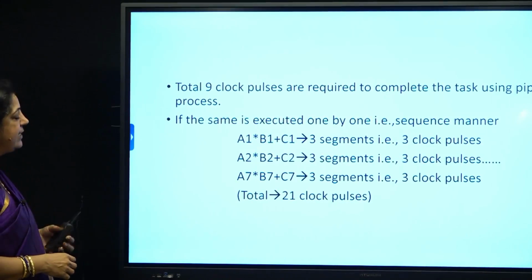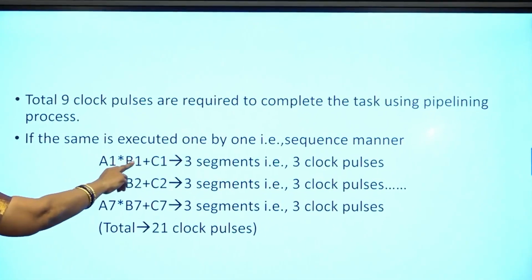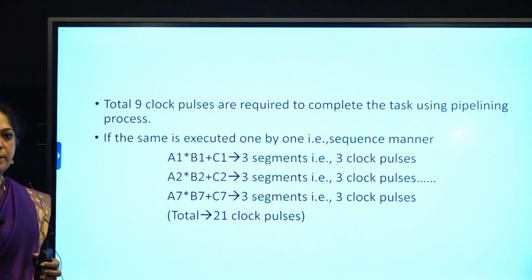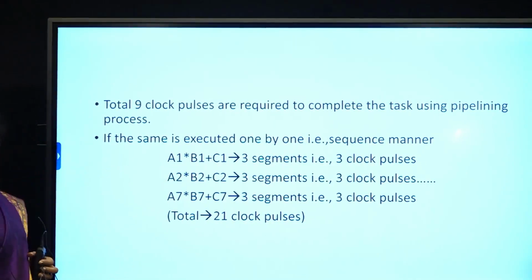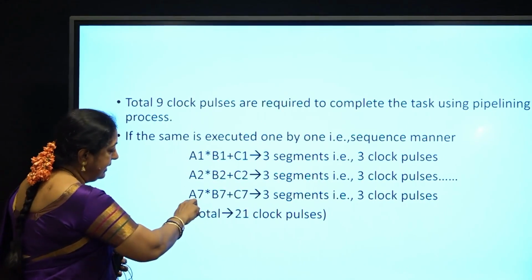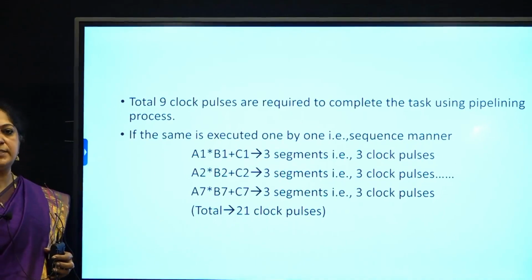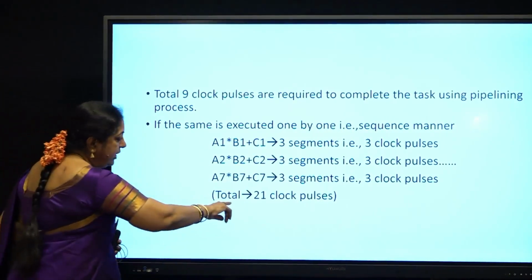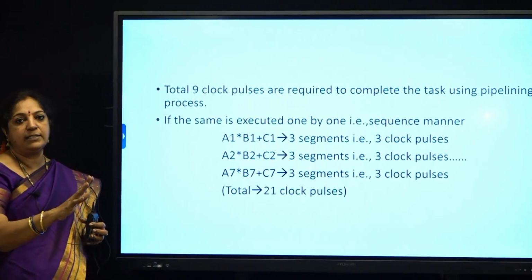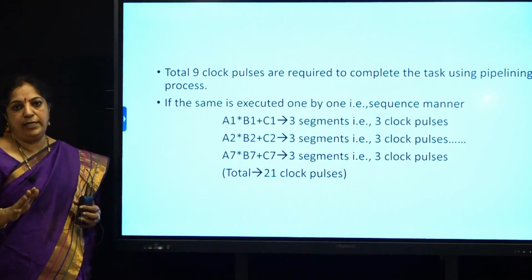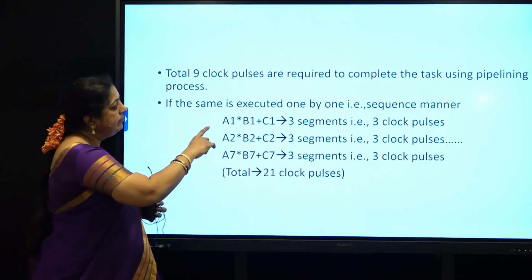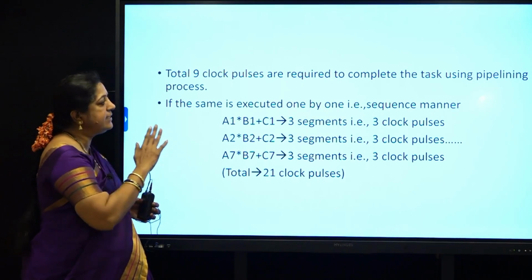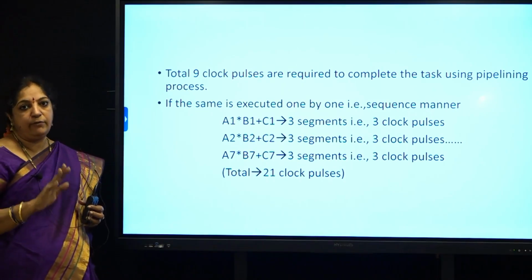Here you can see the same thing explained. A1 into B1 plus C1 is divided into 3 segments, that means 3 clock pulses. Value 2 for I, again 3 clock pulses. The same way continuously, value 7 for I, 3 clock pulses. In total, 1, 2, 3, 4, 5, 6, 7, 7 into 3, 21 clock pulses are required to complete the task if it is done individually or sequentially. By using this pipelining process, this parallel processing, we complete it in only 9 clock pulses. That is the advantage of using the pipeline.